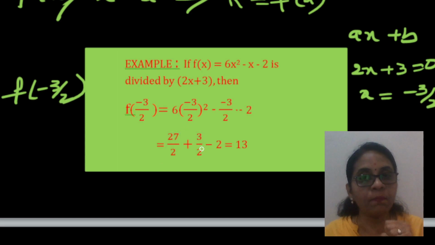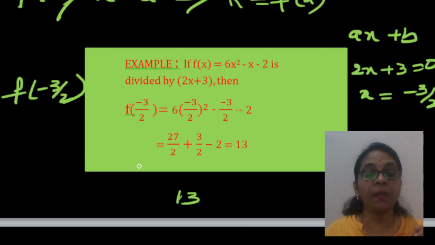Now this 27 by 2, 3 by 2. If you see, they have a common denominator. So you know, as a small child, that you can add up even the numerators. 27 plus 3, mentally add what it is, 30. 30 by 2 is what? 15. So 15 minus 2 is what? 13 is the answer. So wherever possible, see for these small places where you can do your calculations really fast. So that is what is about remainder theorem.